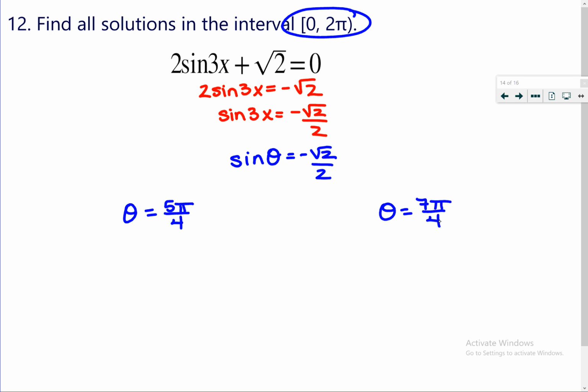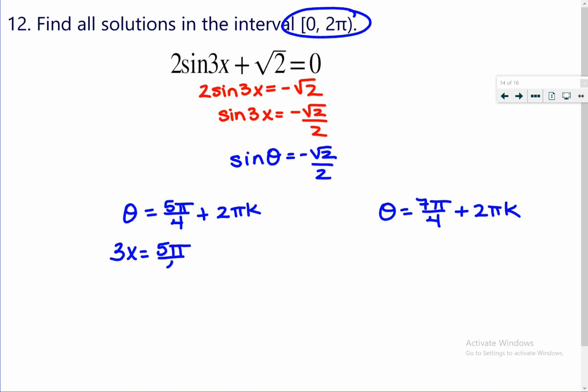And these problems where you replace the angle with something else are where you want to include the plus period times k. So in this problem, it would be plus 2 pi k because it's a sine function. The only ones where it's not 2 pi are tangent, cotangent. All right, once I have theta solved for, what do I do? Change it back to 3x.